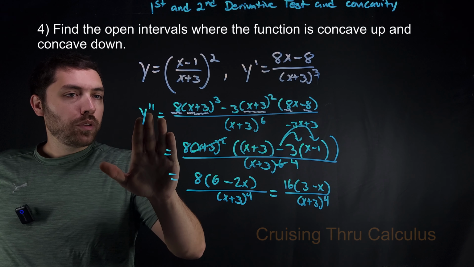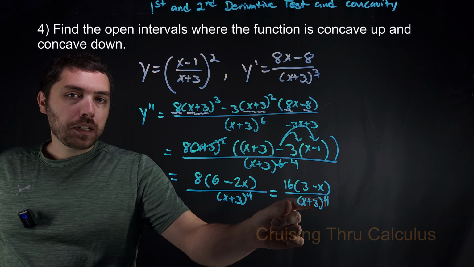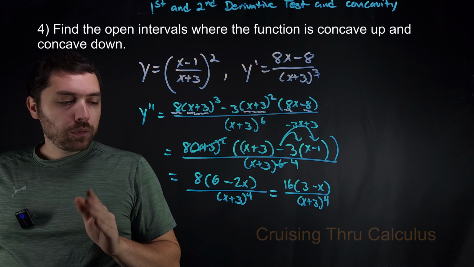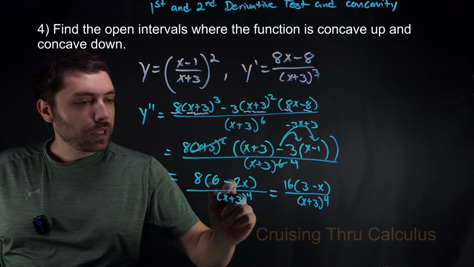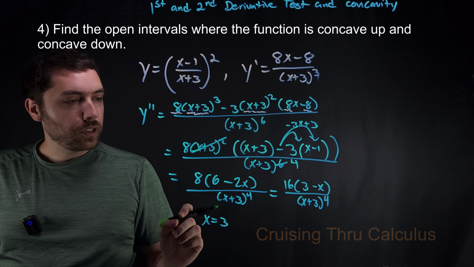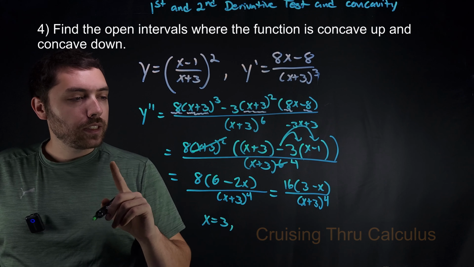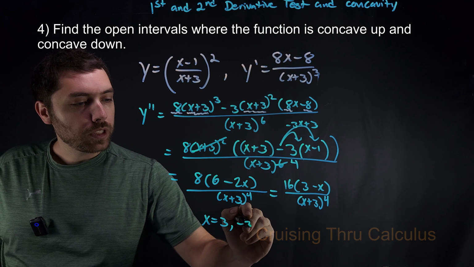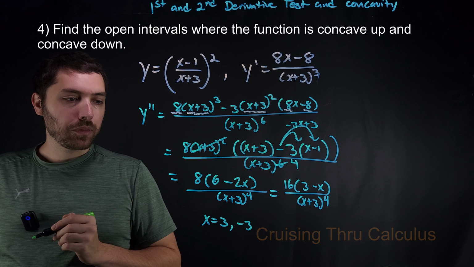Okay, so the second derivative actually simplified down pretty nicely. Now we need to figure out where it's equal to 0 and where it does not exist. And I hope you can see what that is pretty quickly here. It's equal to 0 where the numerator is equal to 0, when x is equal to 3. It does not exist when the denominator is equal to 0, when x is equal to negative 3, because that'll give us division by 0.